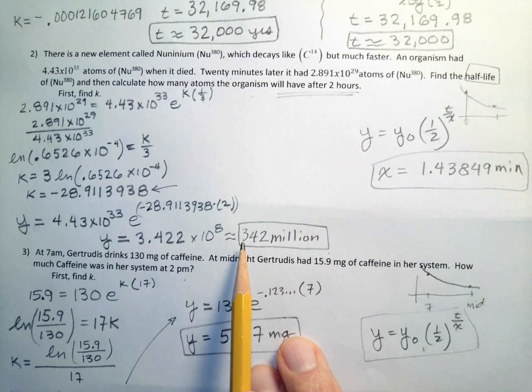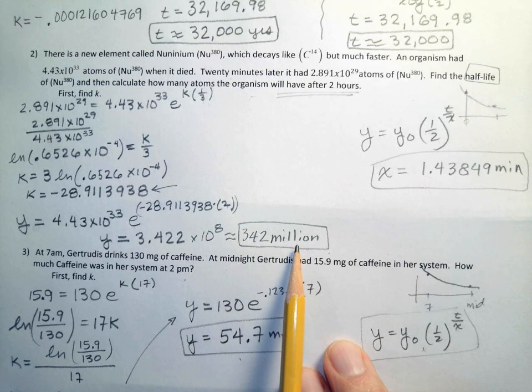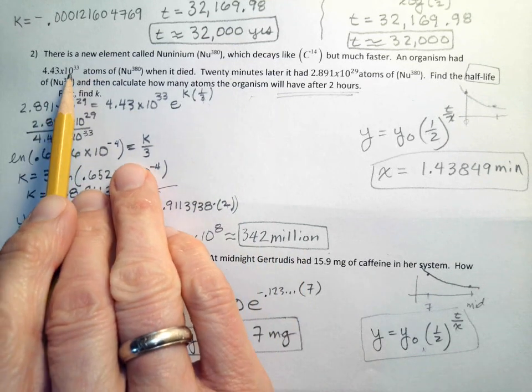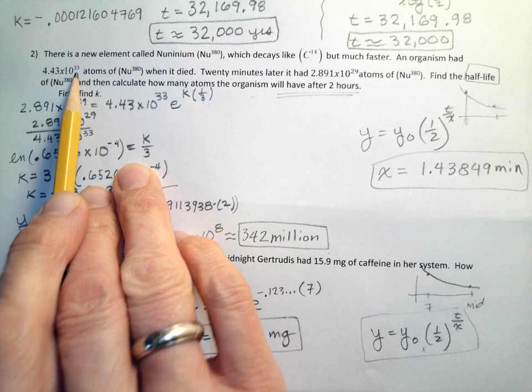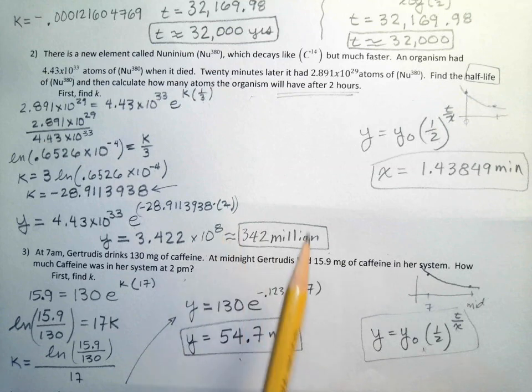I mean, you might say, oh, we have 342 million. That seems like a lot. But look at how much we started with. I mean, that's more than a mole, so that's a huge amount. So the amount we have left is minuscule compared to what we started with.